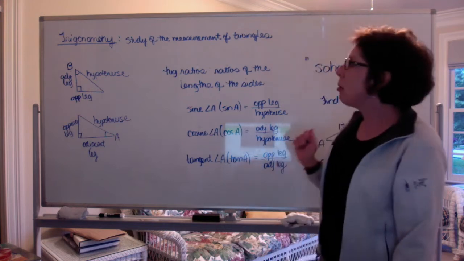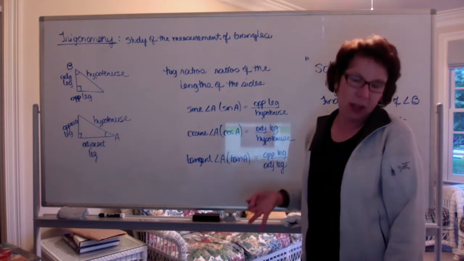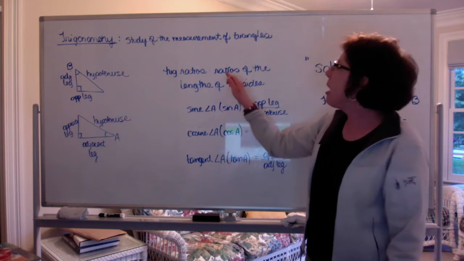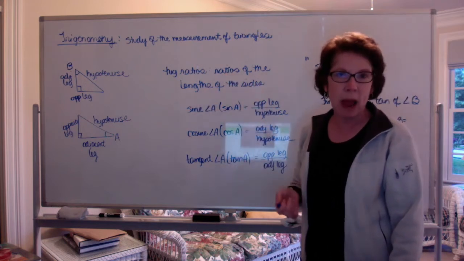Now, trig ratios, what are those? Trig is just short for trigonometry. They are the ratios of the lengths of the sides of my right triangle.